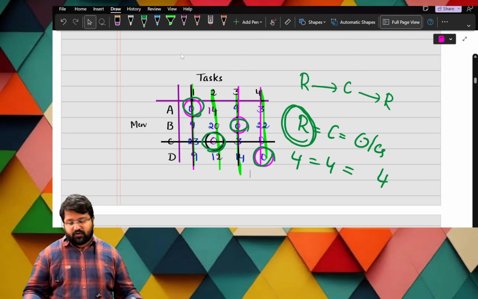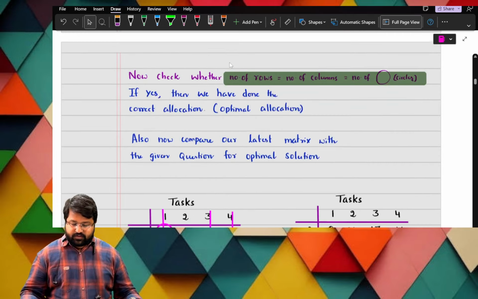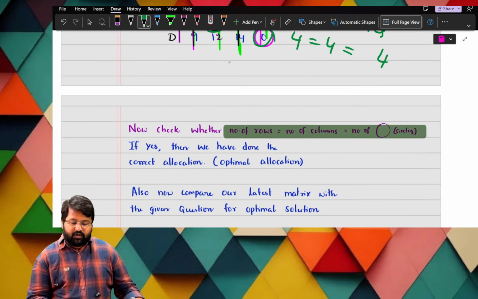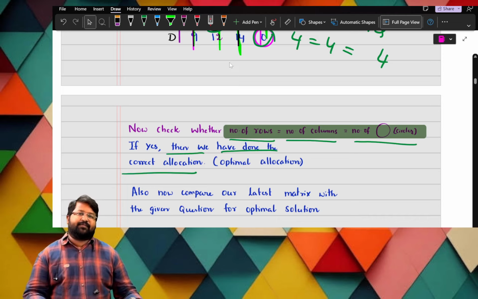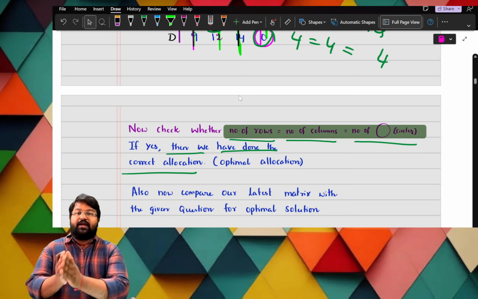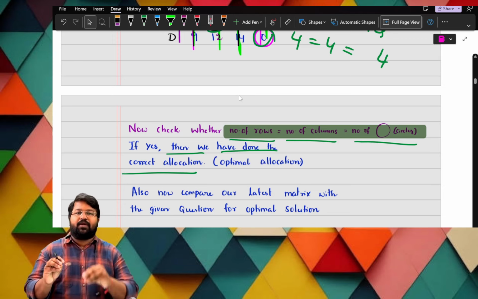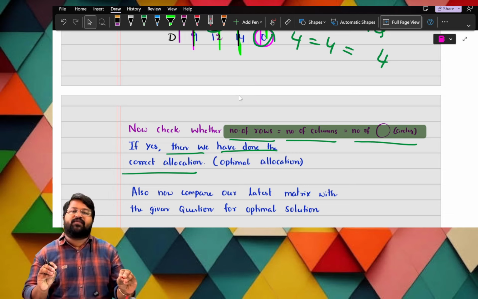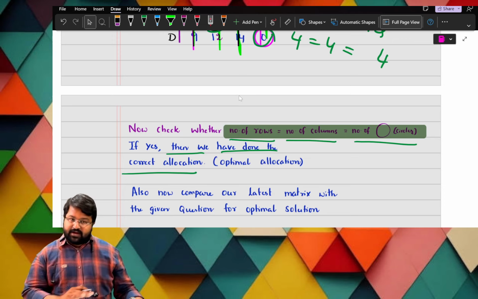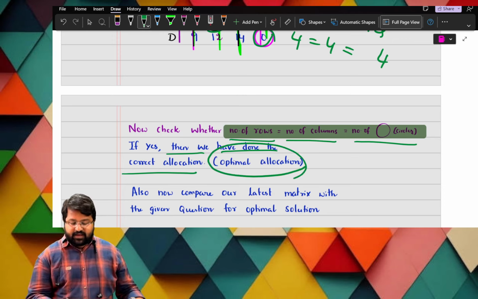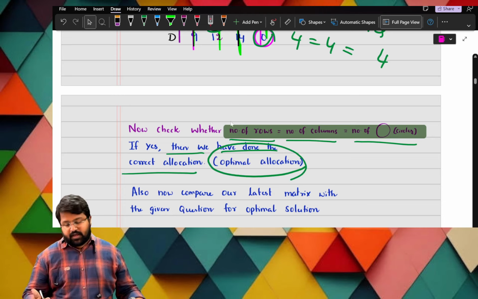So check whether the number of rows is equal to the number of columns, which is equal to the number of circles. If yes, then we have done the correct allocation. The correct allocation means the correct task for the correct man. For each man we have allocated a correct task so that our cost will be minimized. So this will be the optimal allocation. You got it, buddies?